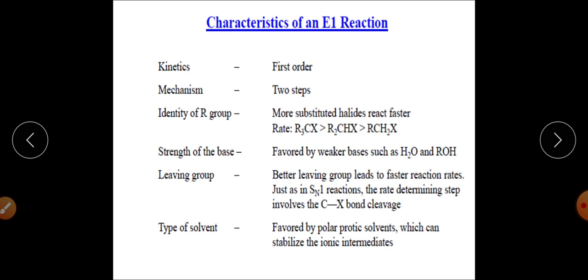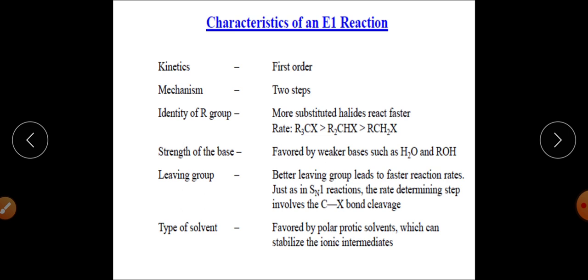When we talk about the strength of the base, at that time we can say that in the case of the E2 reaction, the rate depends upon the structure of the substrate as well as the base, but in the case of the E1 reaction, the rate is dependent only upon the substrate structure, it is not depending upon the base. At that time we can say that it should be favored by weak bases. For example, a water molecule can easily accelerate the rate of the E1 reaction, as well as, for example, alcohol can also accelerate the rate of the E1 reaction. So it should be favored by a weaker base as compared to the E2 reaction.